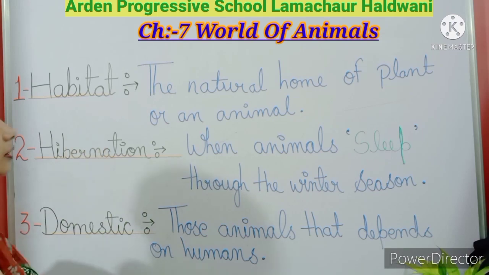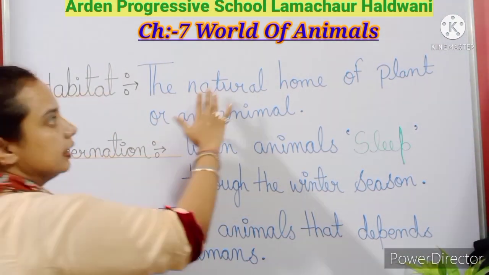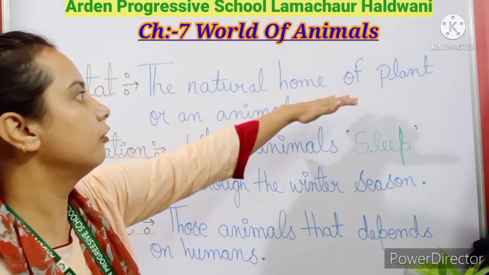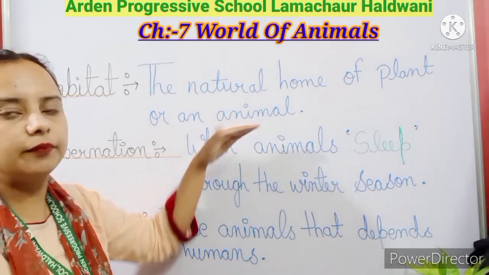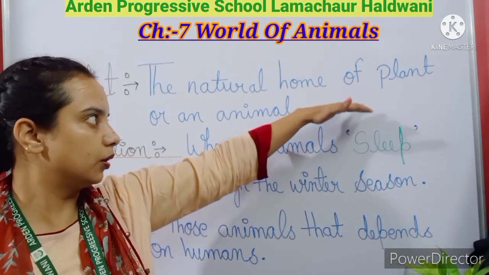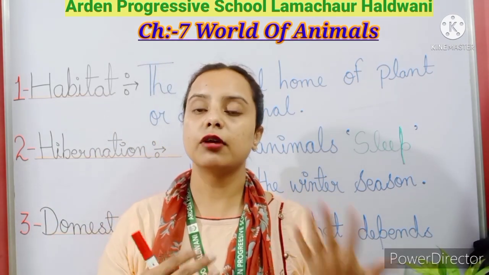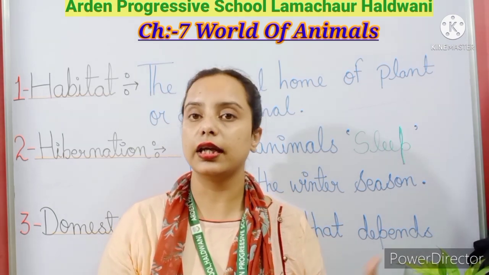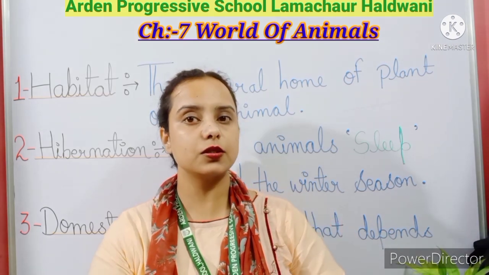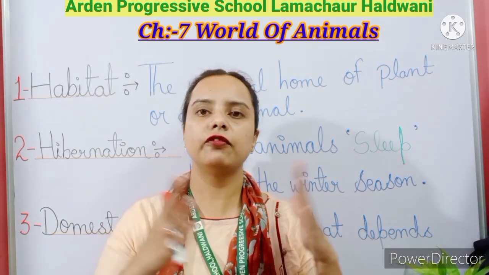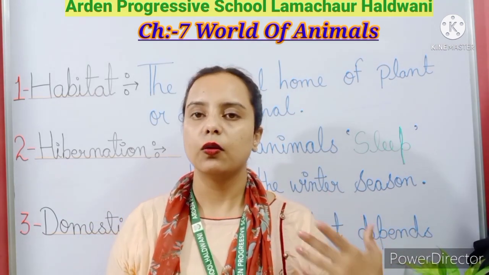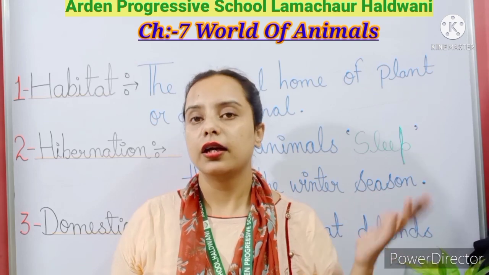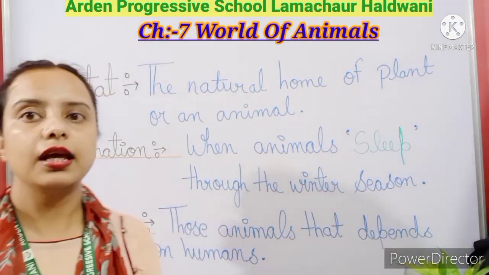The first is the habitat. What is habitat? The natural home of a plant or an animal. It is that place where the plant grows or the animals live. Some of the animals live on the land, so they are the terrestrial animals. Some of the animals live in water, so they are the aquatic animals. Some of the animals live in the desert places, so they are the desert animals. Some of the birds spend most of their time in the sky. So these are the different places, and these are known as the habitat.